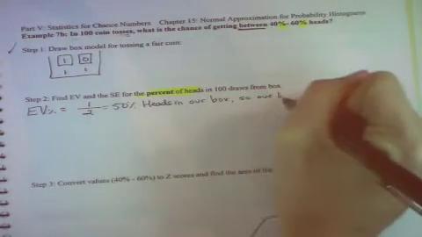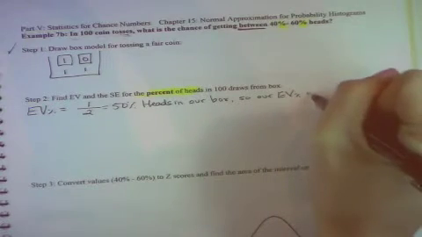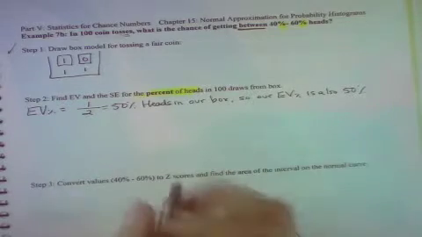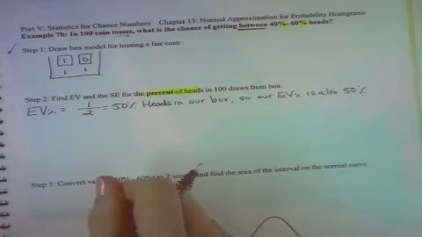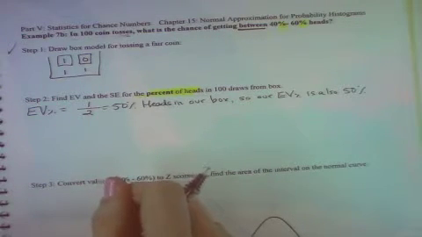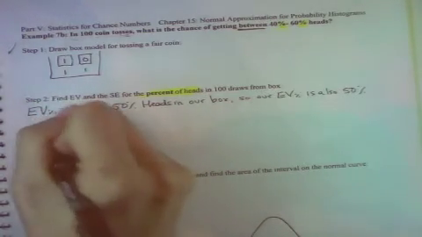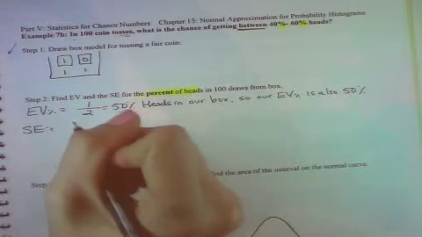So our expected value of the percent is also 50%, right? Does that make sense? So no formula there, just a little bit of common sense. Okay. So the standard error for the tosses. Now there's a formula for this one, so let's see.